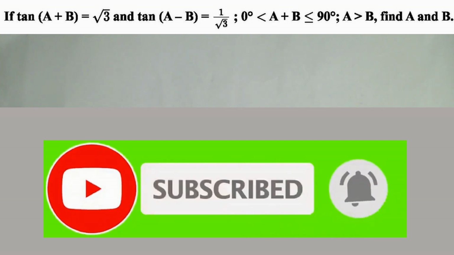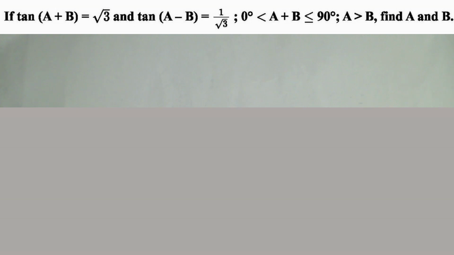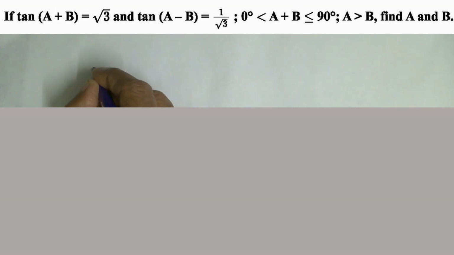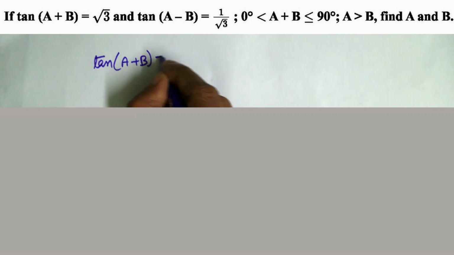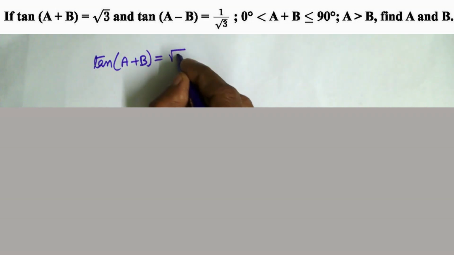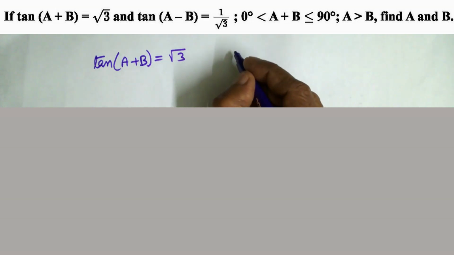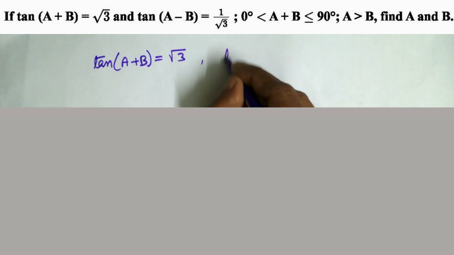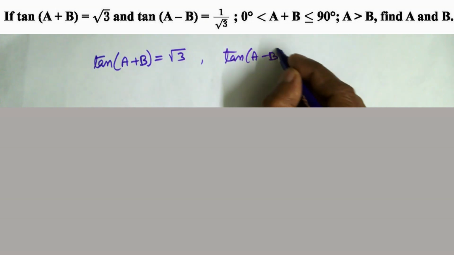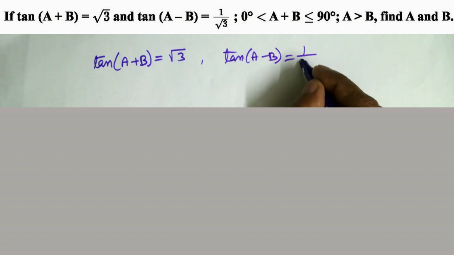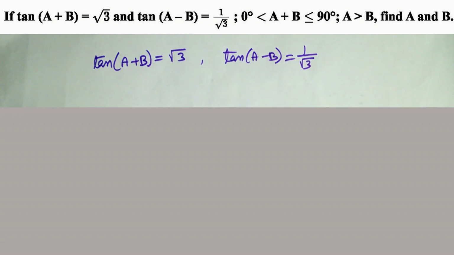Now going to solve this problem. First condition, writing this: tan of a plus b is equal to root 3, and second condition, tan of a minus b is equal to 1 by root 3. Here the question is to find the values of a and b.